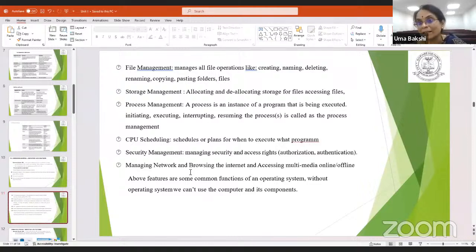And I need to take the class. That's all. Like managing network and browsing the internet and accessing the multimedia.